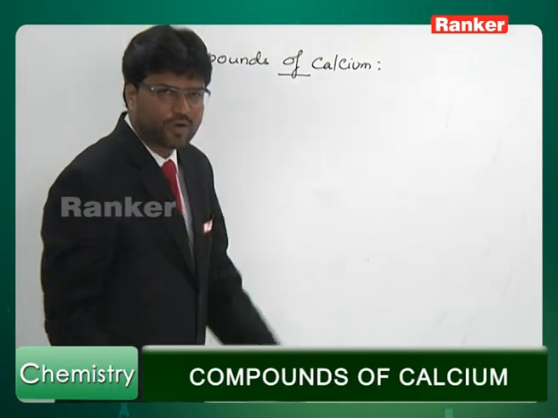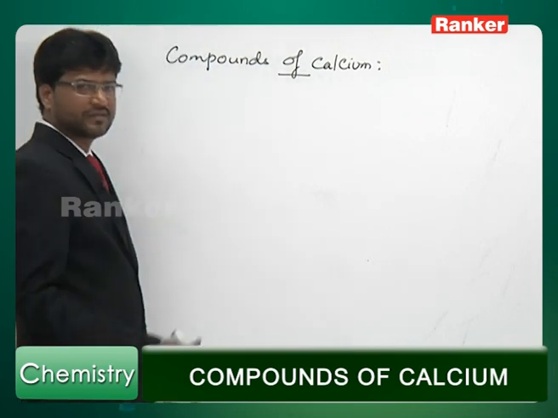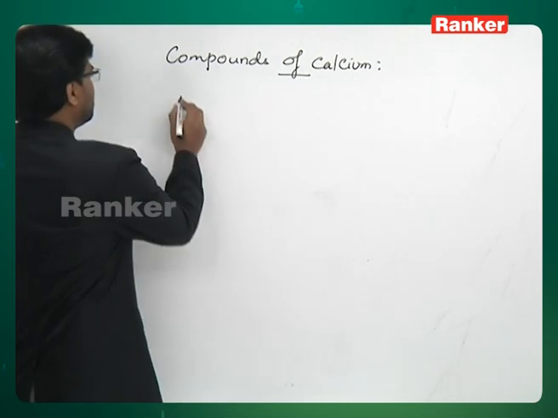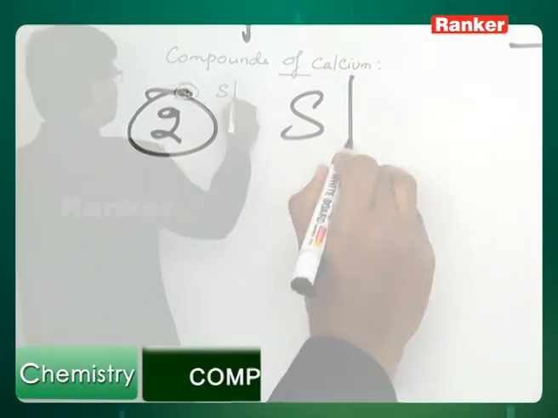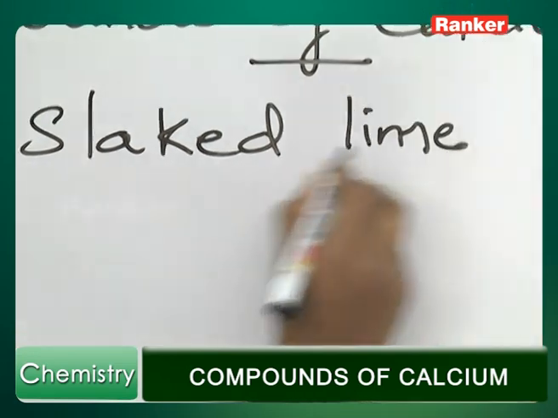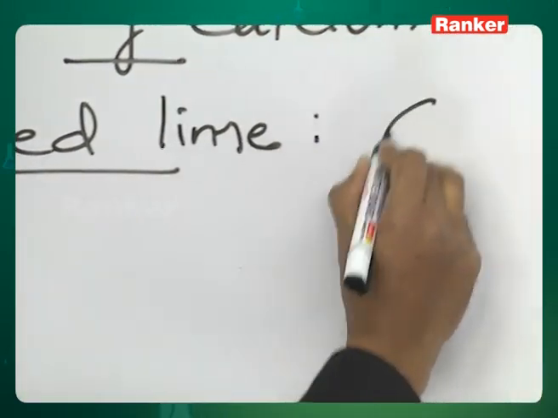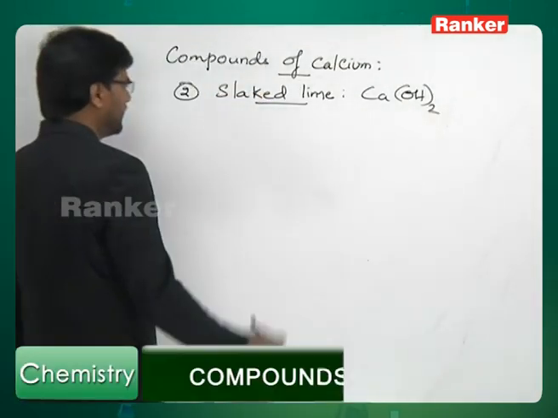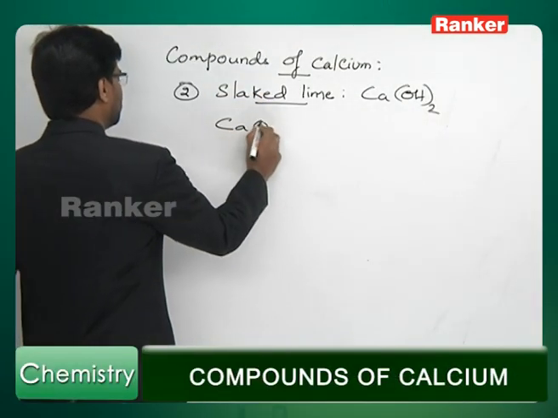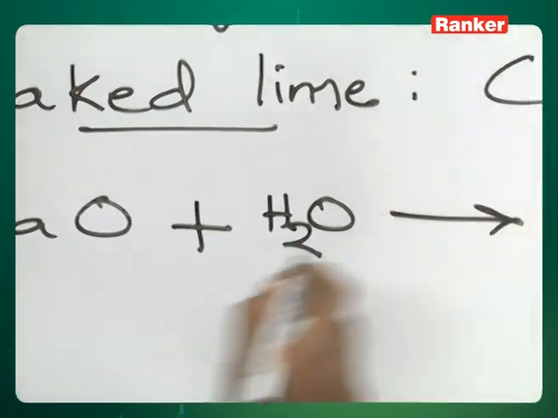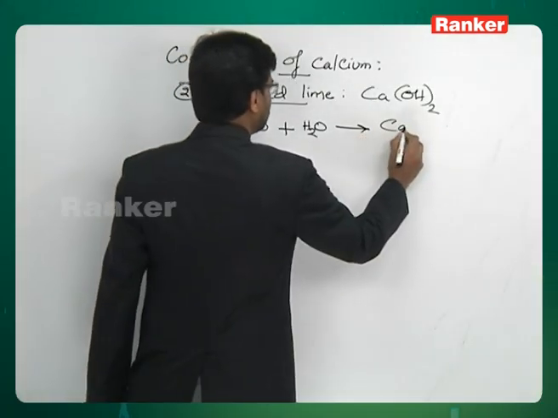Well, the next compound of calcium is calcium hydroxide, which is popularly called slaked lime. The chemical formula of slaked lime is calcium hydroxide, Ca(OH)2. As I told you, this is obtained by mixing water with calcium oxide. You end up with calcium hydroxide.